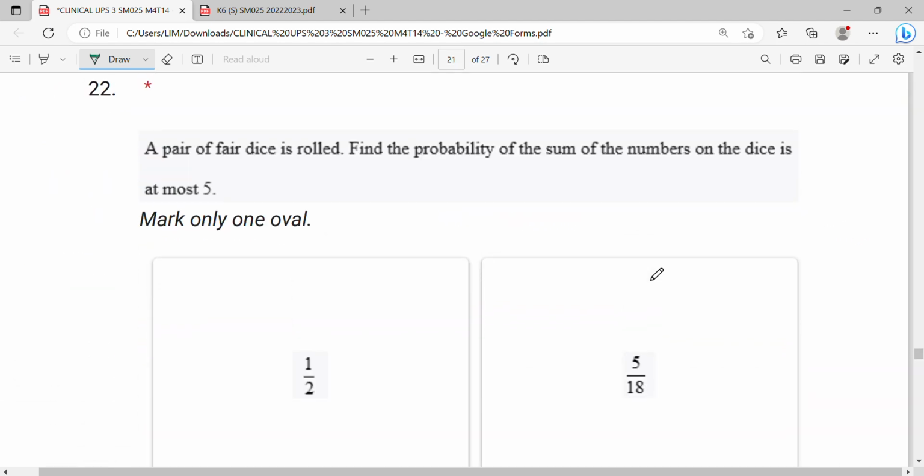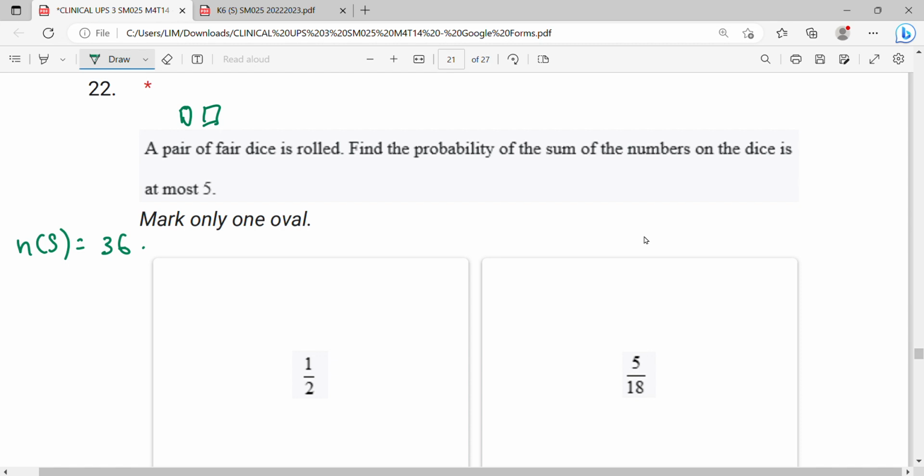A pair of fair dice is tossed. Find the probability that the sum of the numbers on the dice is at most 5. A pair of fair dice. So you have, dia ada 2 biji satu, betul tak? So what's your sample space? Ada berapa? Ada 36 lah.